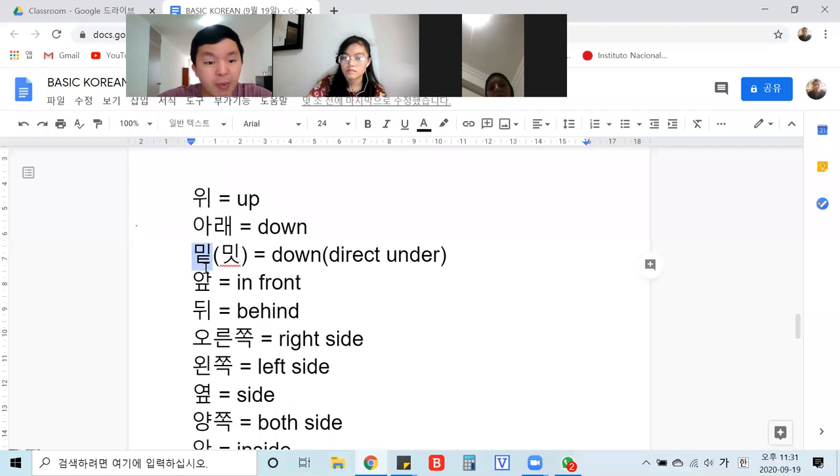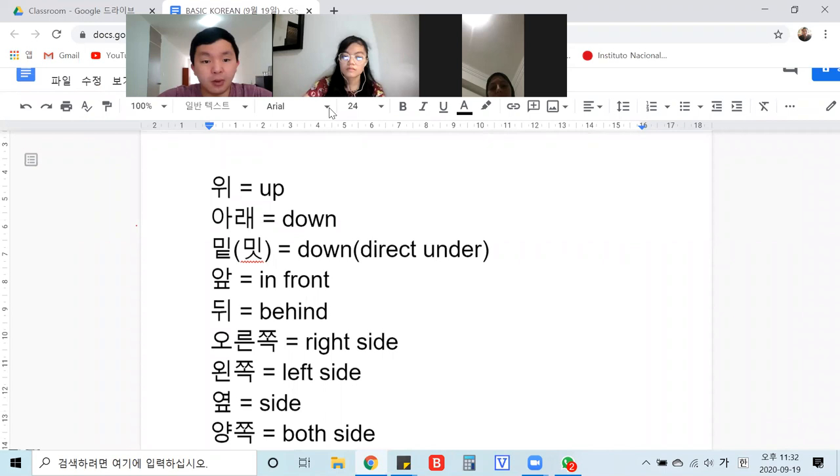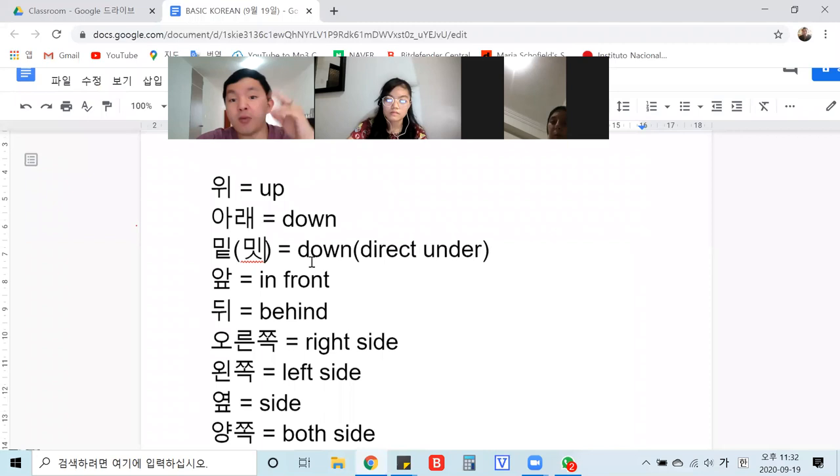Can you see the 받침 in this syllable? This consonant is exactly the same as this 받침, the loop 받침. And the T sound has to be at the end, so it's read as mit. Say it with me one more time, everyone. Mit.